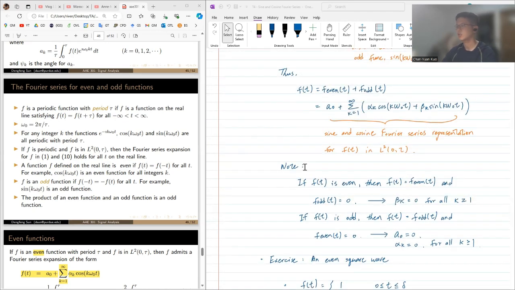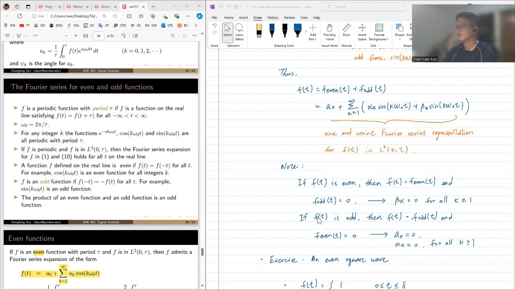And here comes the most important part. The reason that we look at this set of vectors consisting of cosine and sine is that if the function f is an even function, then we know that this function will equal its even part and its odd part will be 0. So this implies that the coefficients associated with the odd functions, essentially the beta k's, will be 0 for all k greater than or equal to 1.